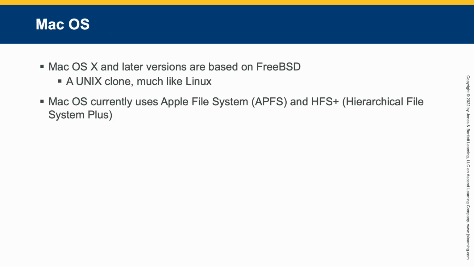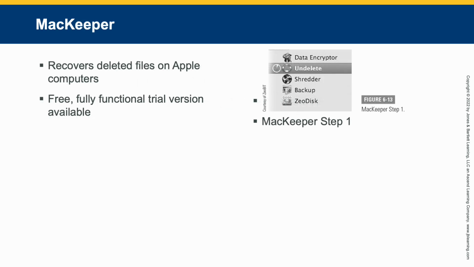Mac OS X and later versions are based on FreeBSD, a Unix clone much like Linux. Mac OS currently uses Apple File System, or APFS, and HFS Plus, or Hierarchical File System Plus. MacKeeper recovers deleted files on Apple computers. A free, fully functional trial version is available. That's how it looks.